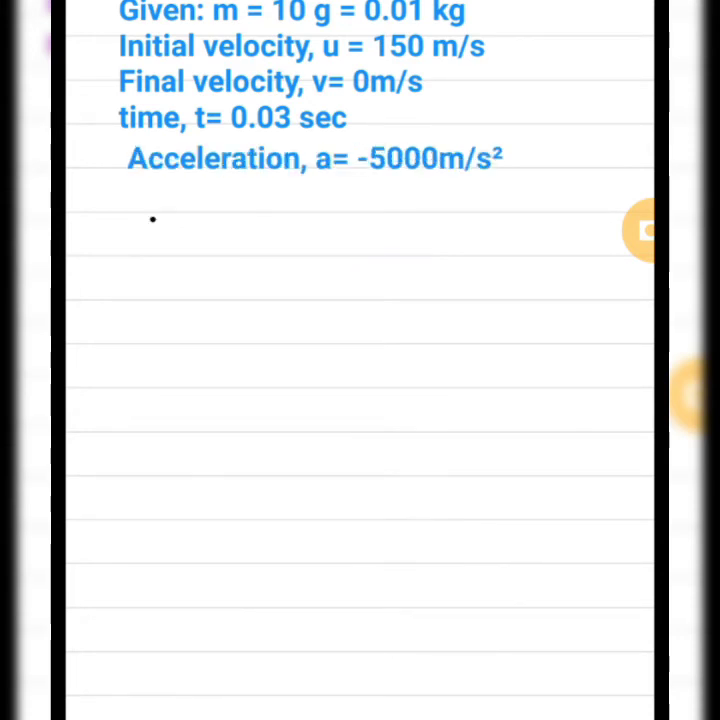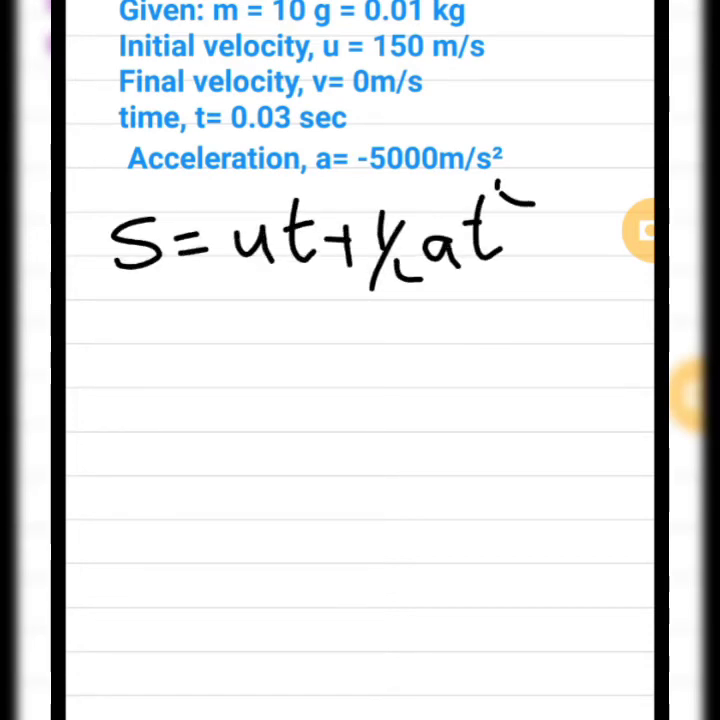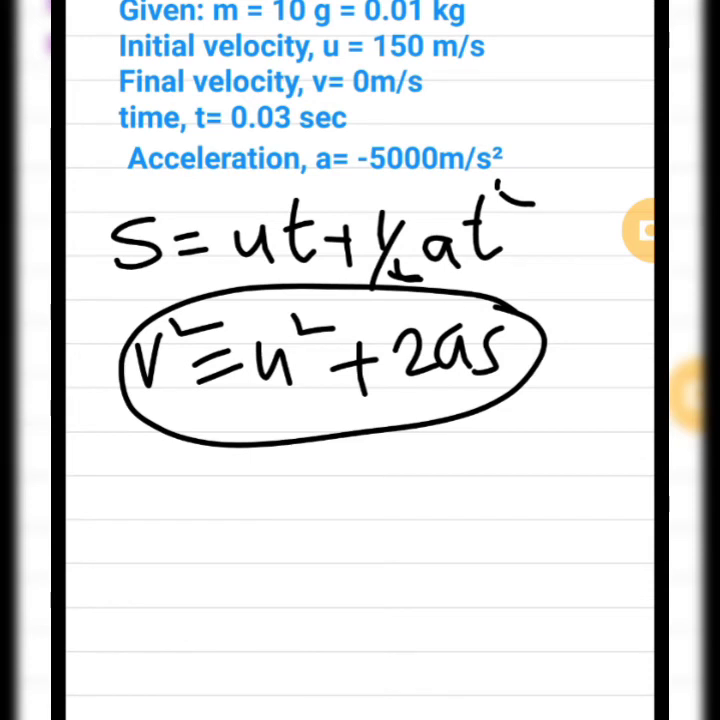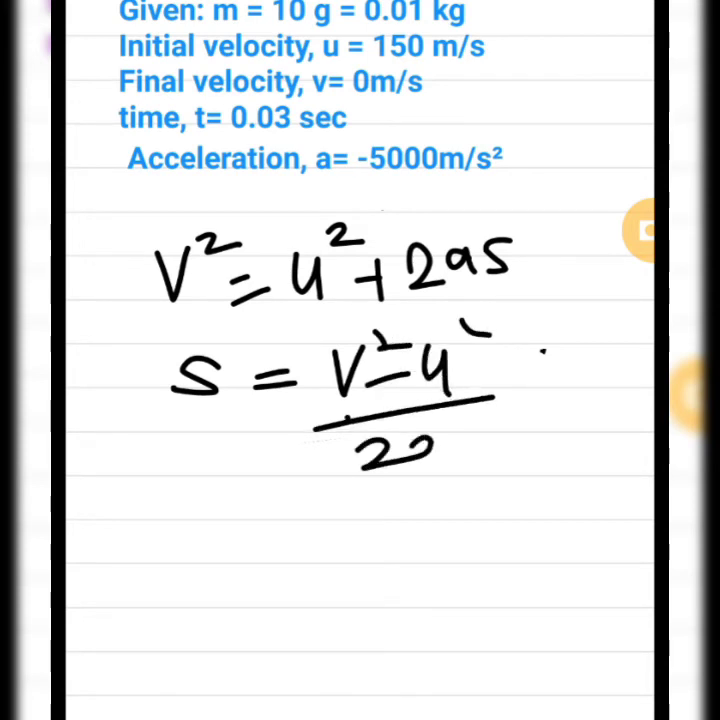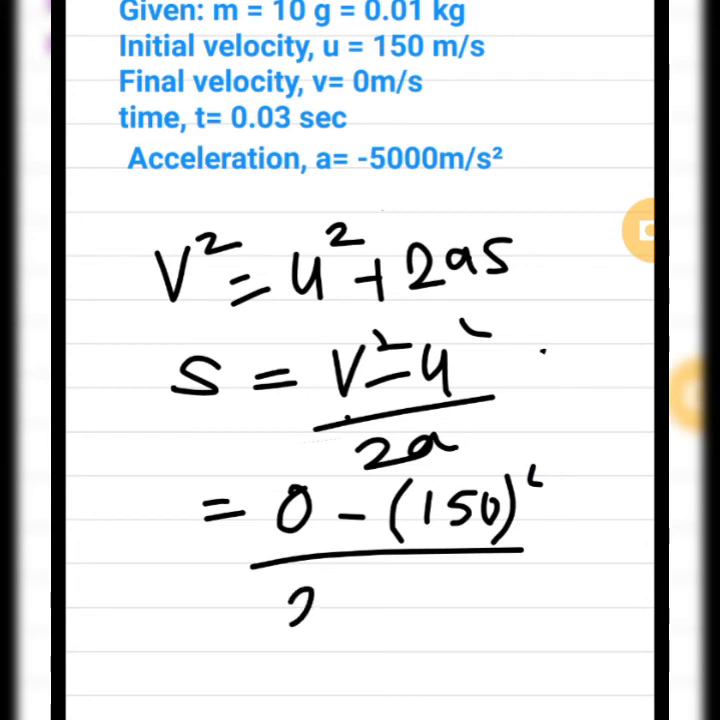So now we have found acceleration, and then we have to find distance, that is s. So we have two formula, s is equal to ut plus half at square, and v square minus u square is equal to 2as. So out of which I am going to select the third equation of motion. So from the third equation of motion, we get an equation for s, that is distance, which is s is equal to v square minus u square by 2a. Substitute the value 0 minus 150 the whole square divided by 2 into minus 5000.